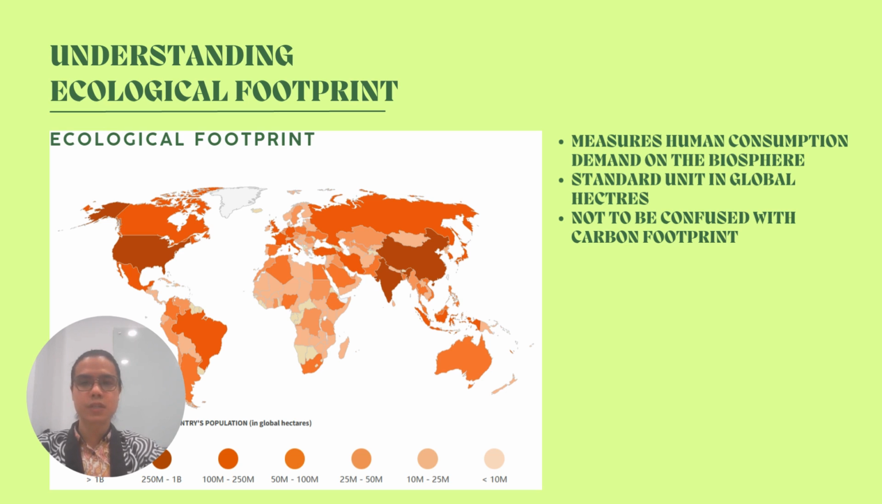To break it down further, think of our ecological footprint as a measure of the demands we place on nature. This demand is calculated across various land types. Each category reflects different aspects of resource use, whether it's the land used for housing and infrastructure or the area needed to grow our food.